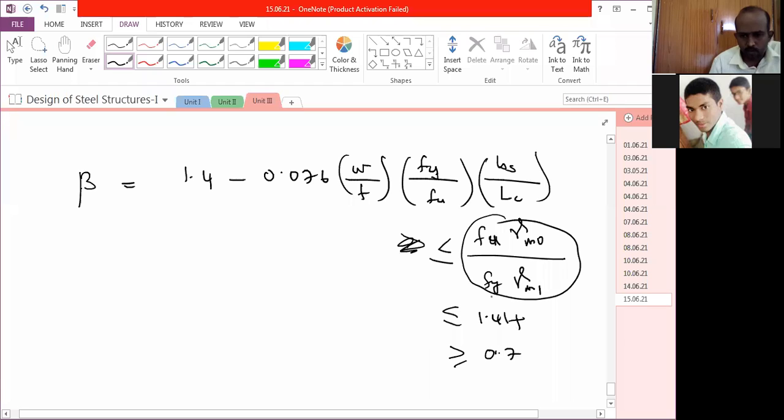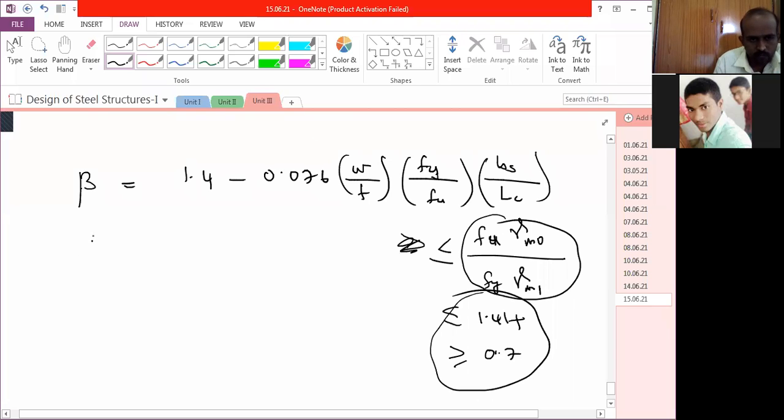Your beta value must be less than or equal to 1.44 in common, right? So even though this FU value is common, FY 250, all these values are standard, then it will come 1.44, right? And it must be greater than 0.7. Okay, let me calculate beta value.